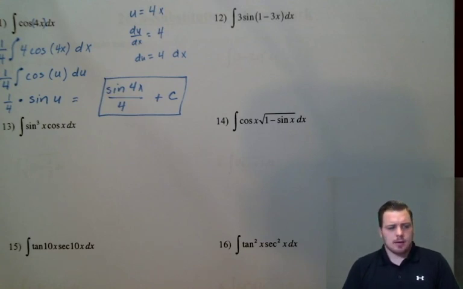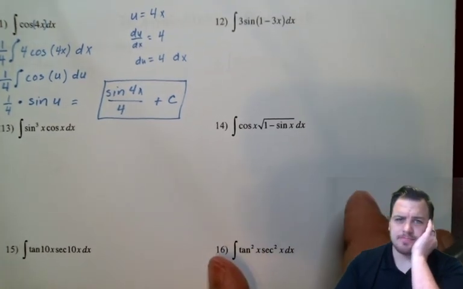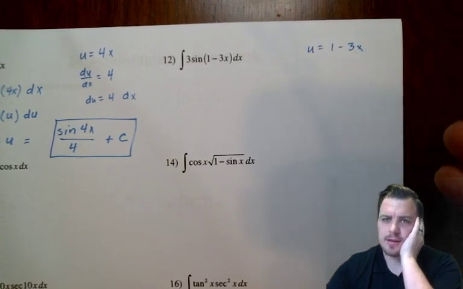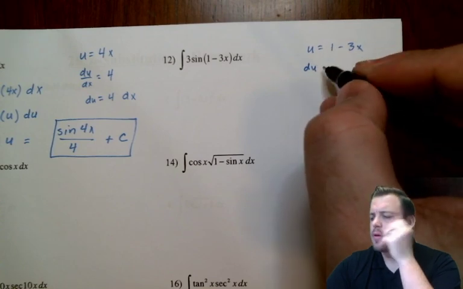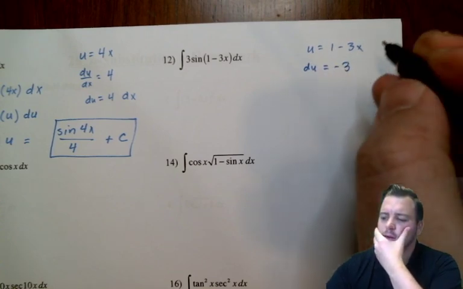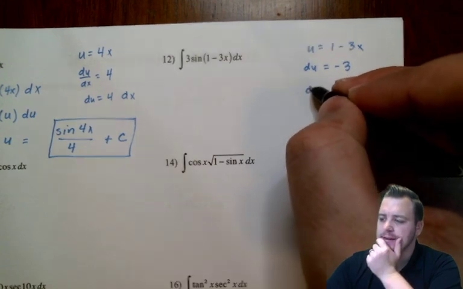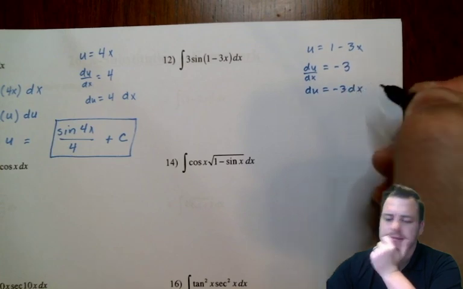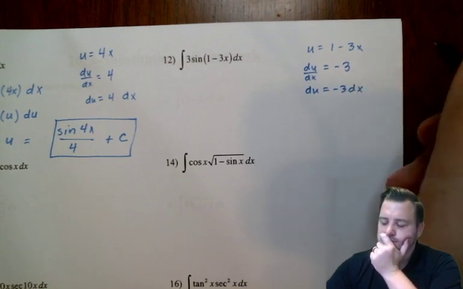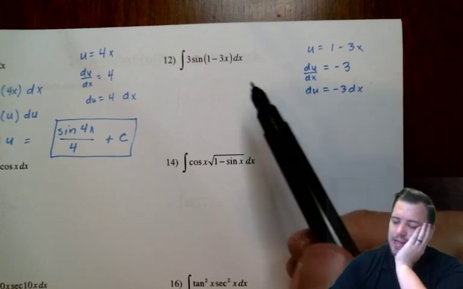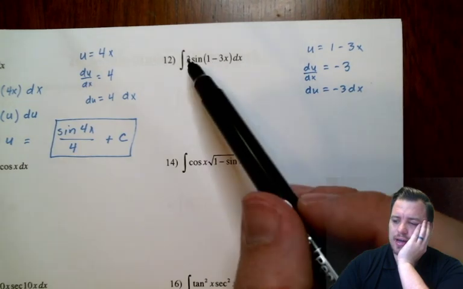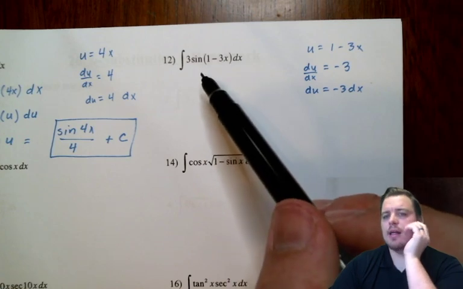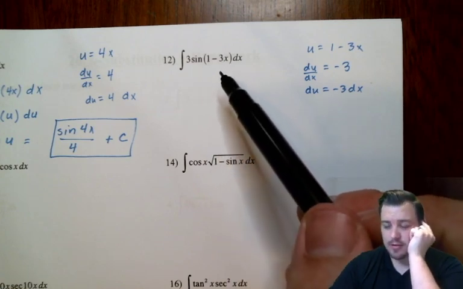Okay, jumping to this next one, should be pretty obvious. Our u is the parentheses 1 minus 3x. So then my derivative of u is equal to negative 3, and that's du over dx. So then my du is equal to negative 3 dx. So I have a 3 here, and I have dx. I just don't have it negative. So I need to multiply the inside of the integral by negative 1. And the reciprocal of negative 1 is negative 1.